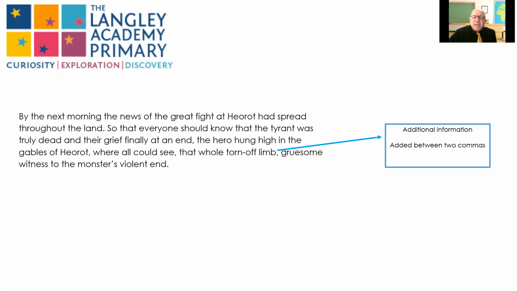Here we've got some additional information, and we've stuck them between 2 commas. So the 2 commas separate that whole torn off limb. Again, we could leave it out, it would still make sense. But we've added that extra information just to assist in the vision for the reader.